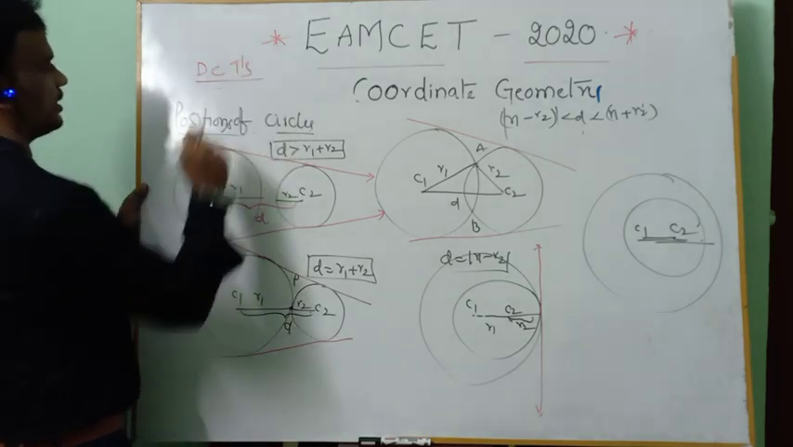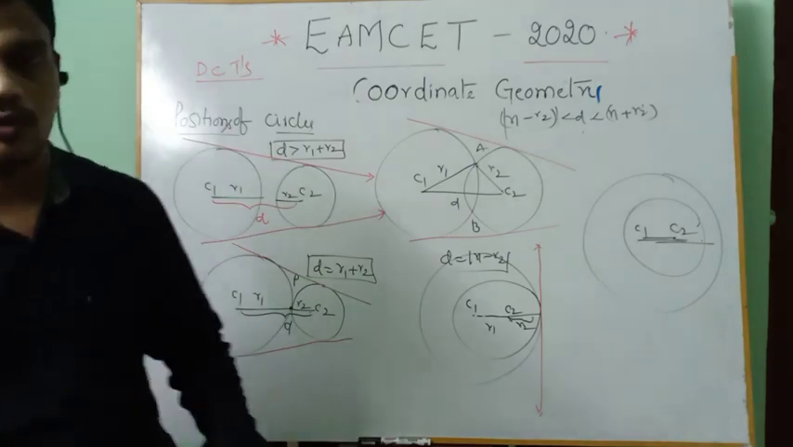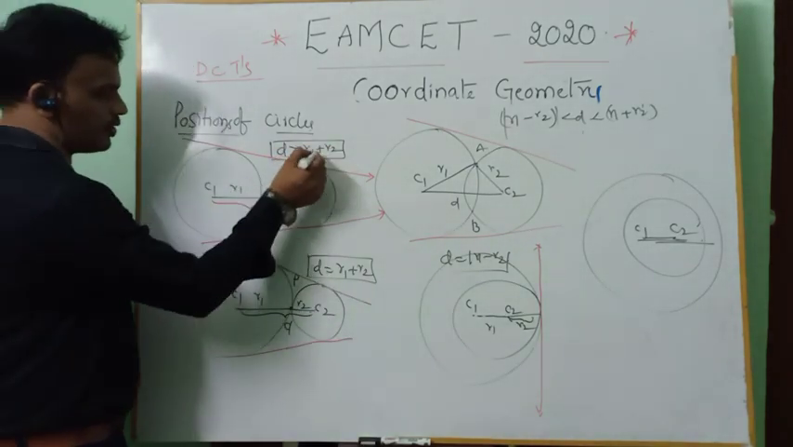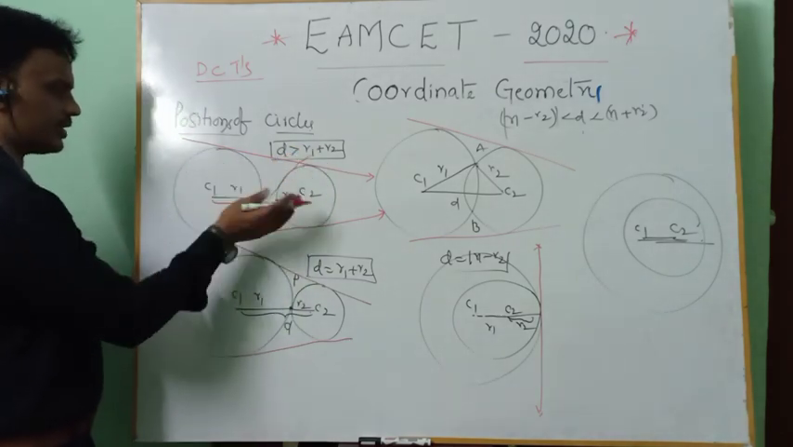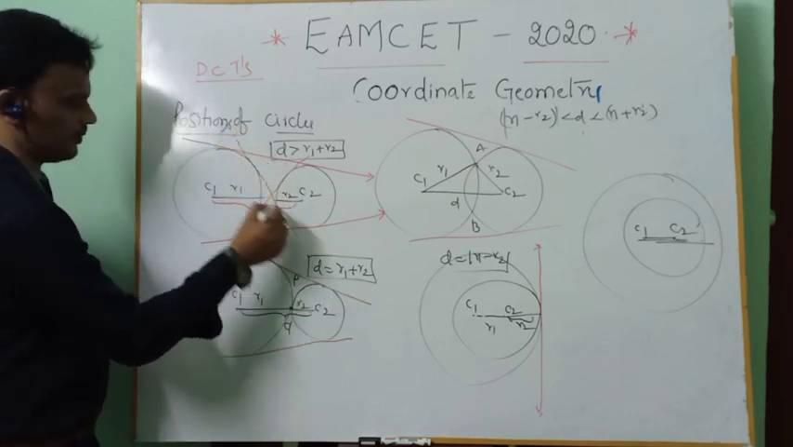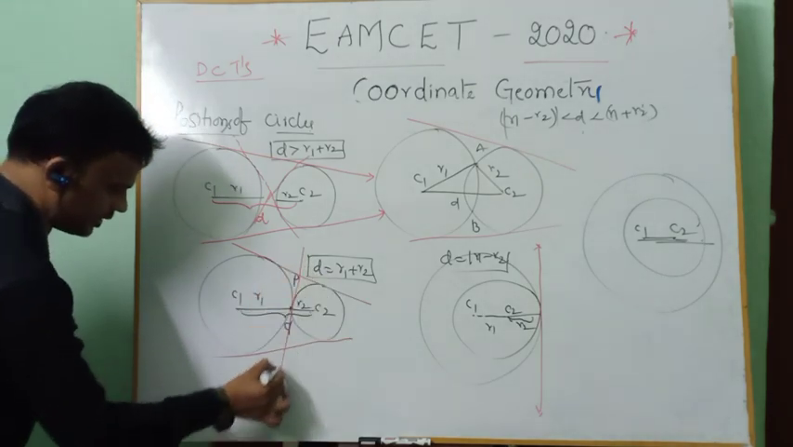Direct common tangents: the circles are present on the same side. Coming to this one, what are the transverse common tangents? Transverse common tangent means if you draw the tangent, the two circles are present on either side of the line. They are called transverse common tangents. So here, one transverse common tangent.